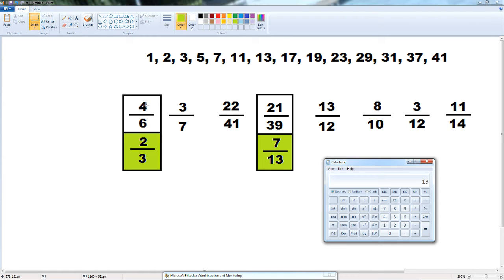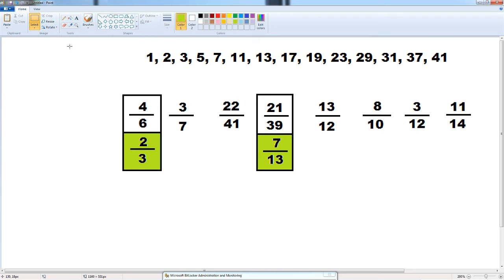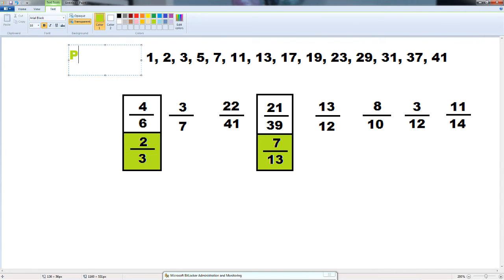So that's how you reduce. You try to find a number that you can divide both the top and the bottom by. Something like 3 and 7, you can't reduce that any farther, because 7 is what they call a prime number. I'm going to go over prime numbers really quick. A prime number can only be divided by 1 and itself. So there's your prime numbers up here. I suggest memorizing these.